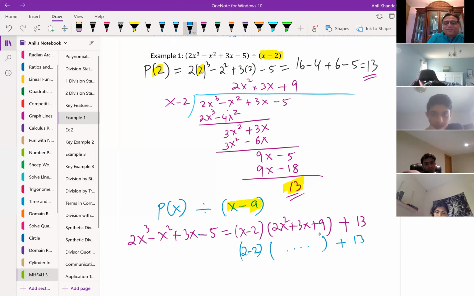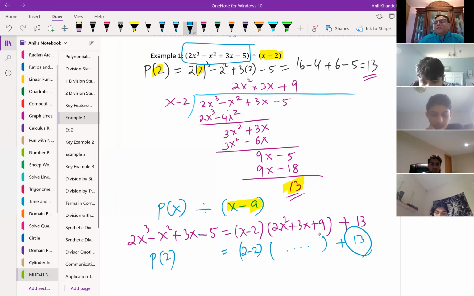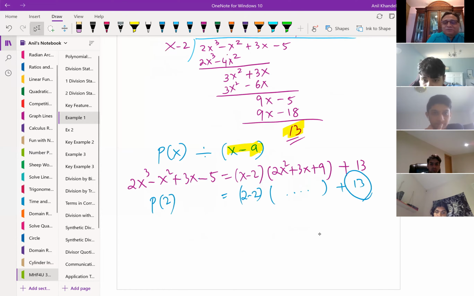Substituting 2. Does it make sense? This is the value of the polynomial at 2, correct? Because this is my polynomial, right? So p of 2 is the remainder because the quotient times divisor is 0. So this is called the remainder theorem. You get the idea? Let me make it explicitly clear. What I'm saying here is that the polynomial p of x is equal to divisor times the quotient, correct? Plus the remainder. Is that clear?